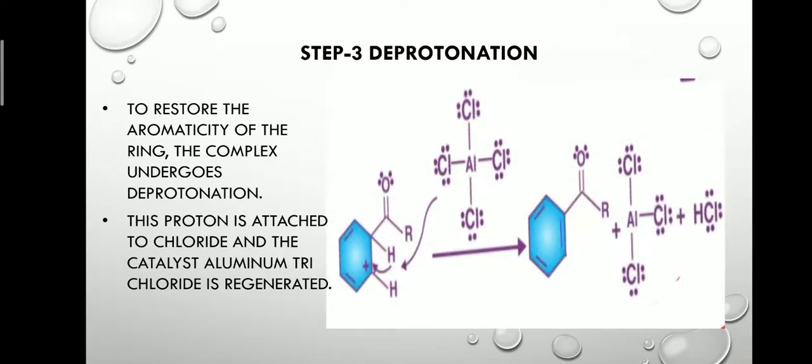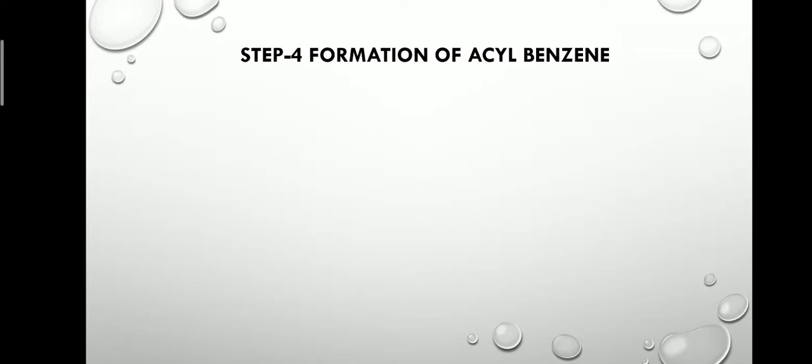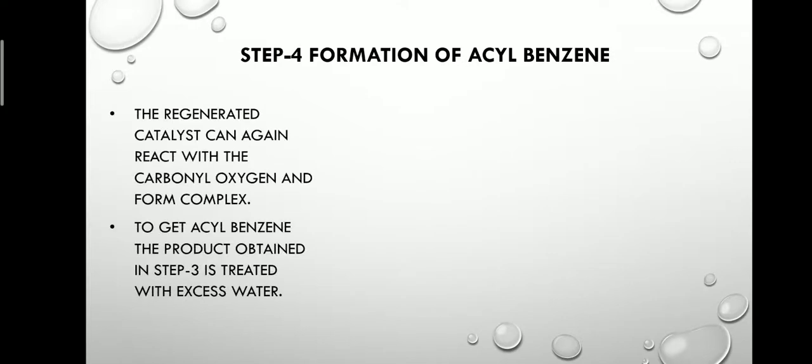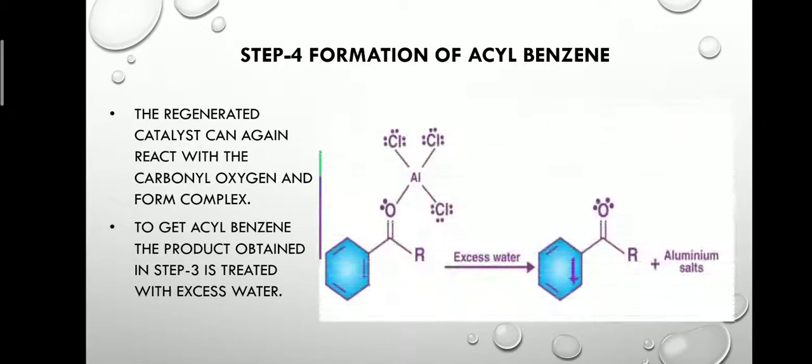So next, fourth step is the formation of acyl benzene. So the regenerated catalyst can once again react with the carbonyl oxygen to form a complex. So this catalyst is again capable of accepting a lone pair of electrons, and it can again form a complex. To avoid this, we treat it with excess water, so that the catalyst forms an aluminium salt, and acyl benzene is formed.